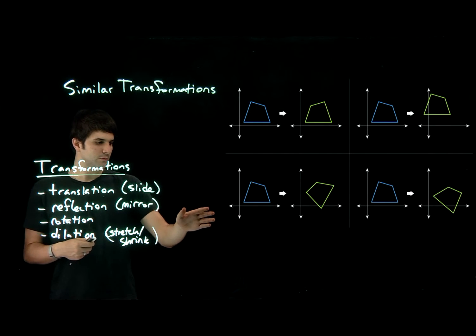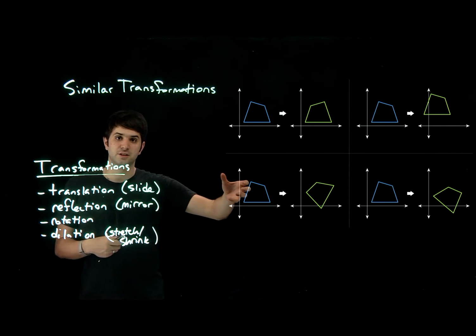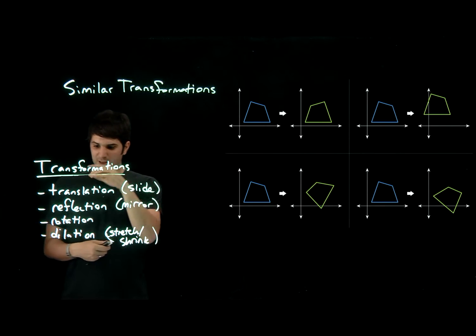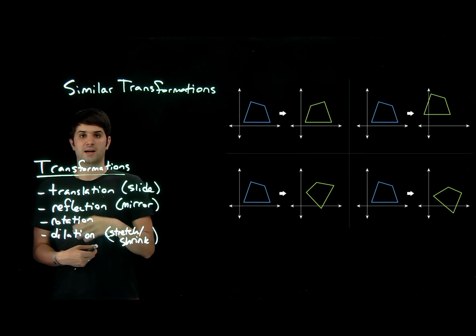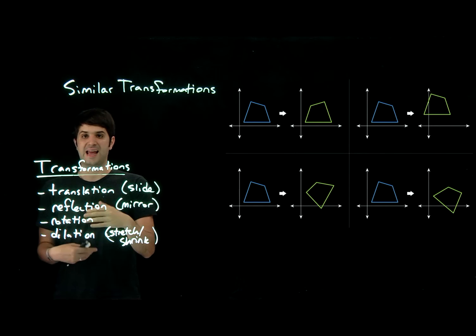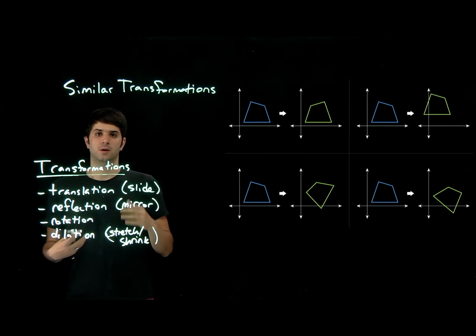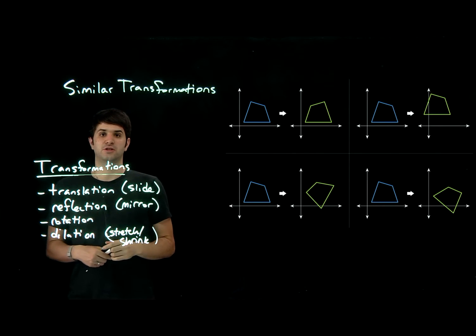Down here, it looks like we have a rotation and then a translation. Okay, so rotation and translation. So you can combine any of these. Actually, you can translate, reflect, rotate, and dilate in one transformation. So you can sort of do multiple transformations at one time.